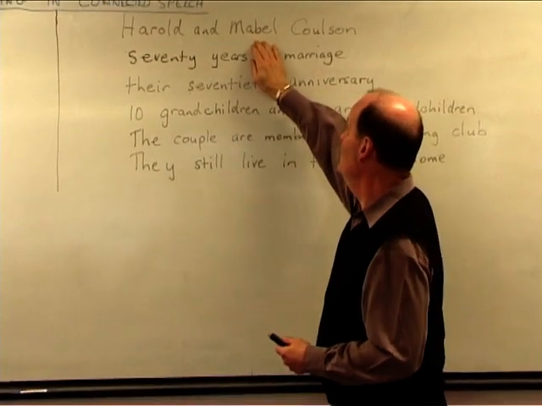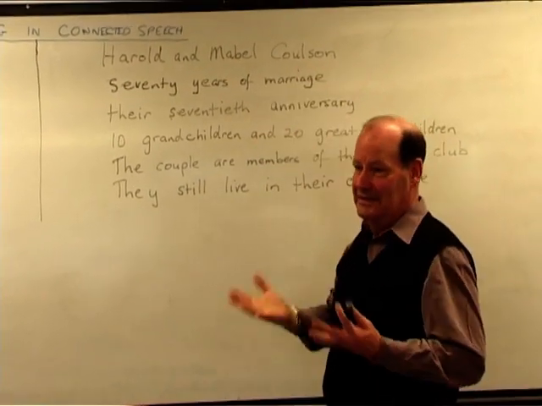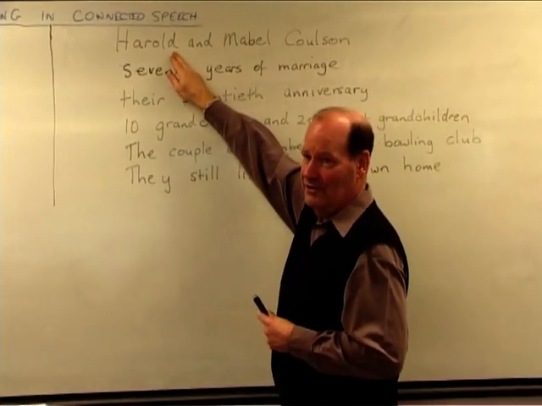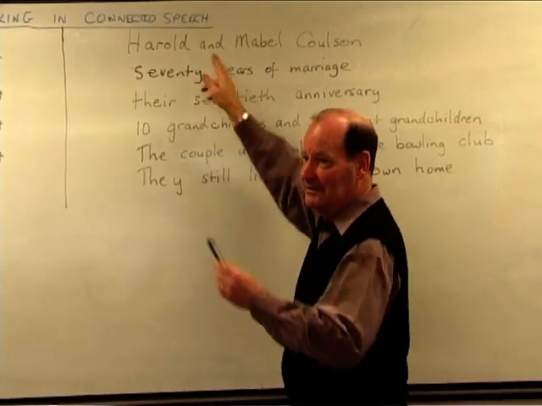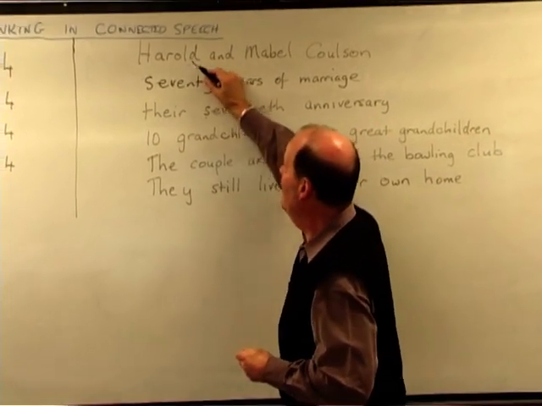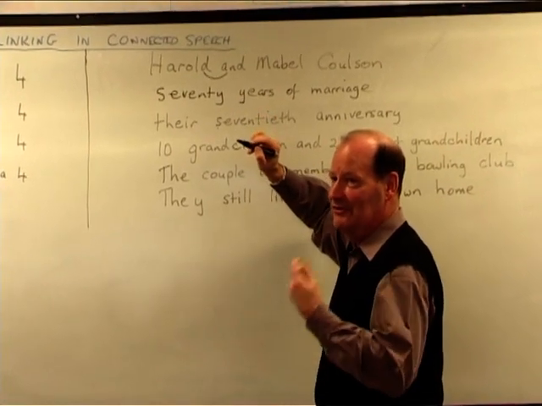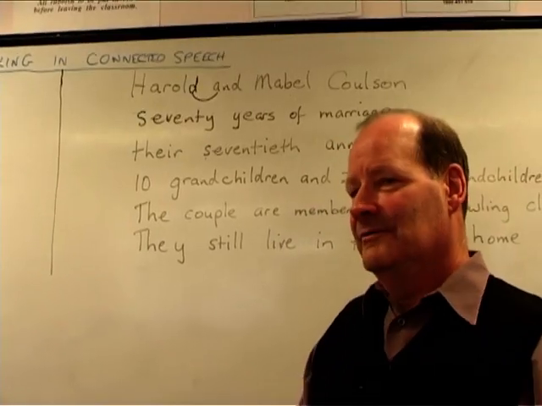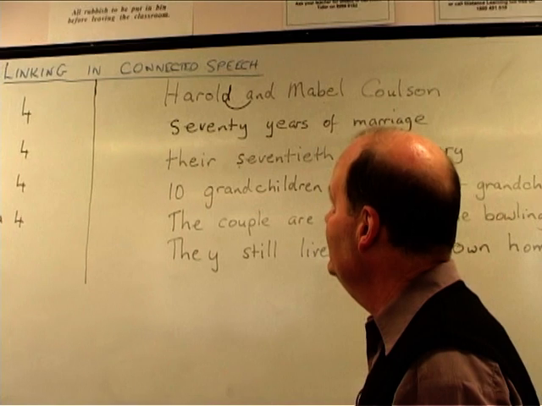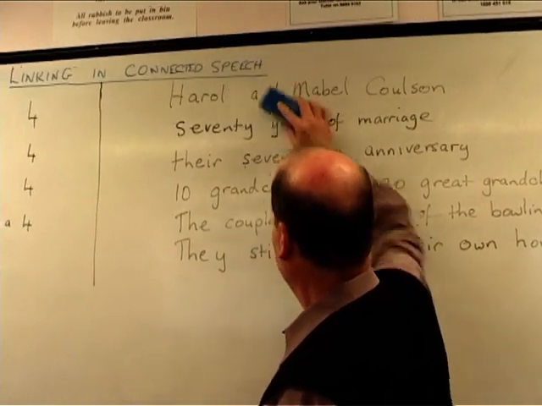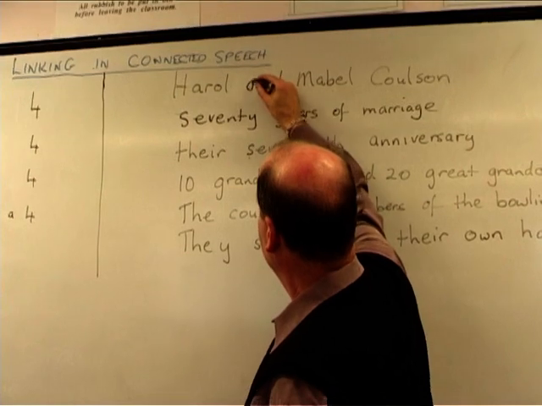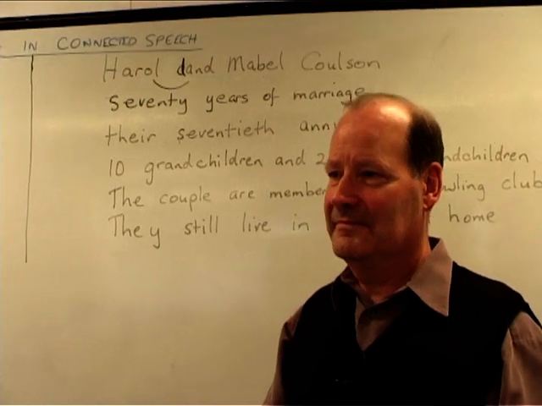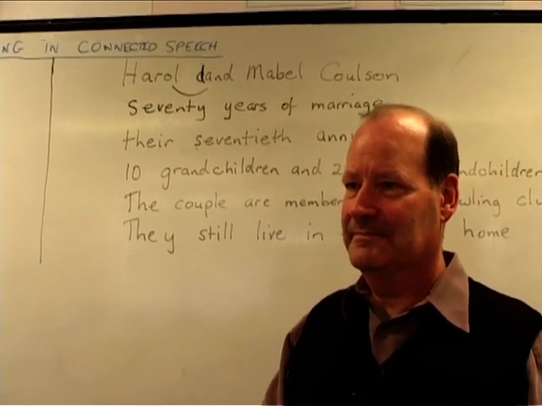Harold. Consonants. Because they're the names. So this word is not strong. Yes. This letter, consonant, and this letter, vowel, can join. Haroldum. Haroldum. For some people, they find it easier if we take the D from here and we put it over here. Haroldum. Harold and Mabel. Harold and Mabel.